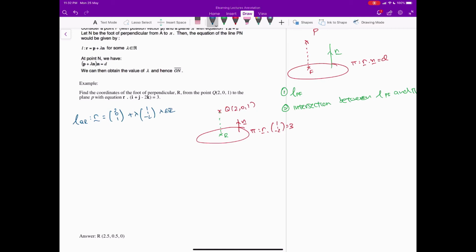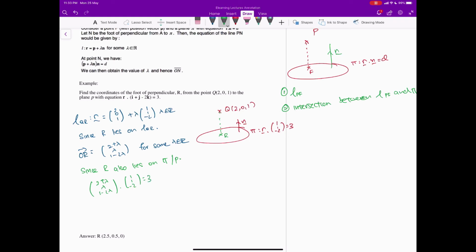To find the intersection between line and plane, first, since R lies on the line, OR will be equal to (2 + lambda, lambda, 1 − 2 lambda), for some real number lambda. Once you've done that, immediately also say that R lies on the plane. You can use plane P instead of just pi. I can say that (2 + lambda, lambda, 1 − 2 lambda) dotted with my normal will give me 3. Since any point that lies on the plane, dotted with my normal, gives the constant at the back, I take OR dot my normal and should get 3.